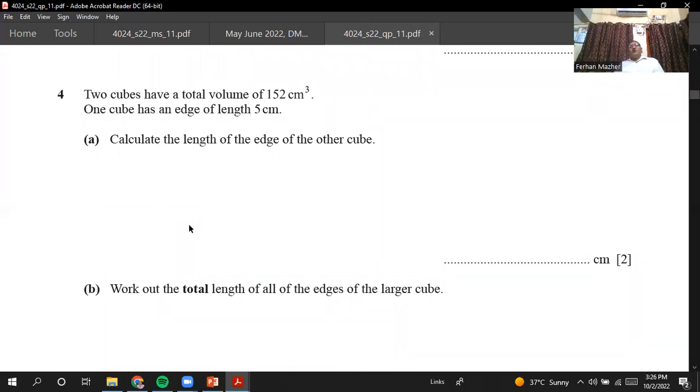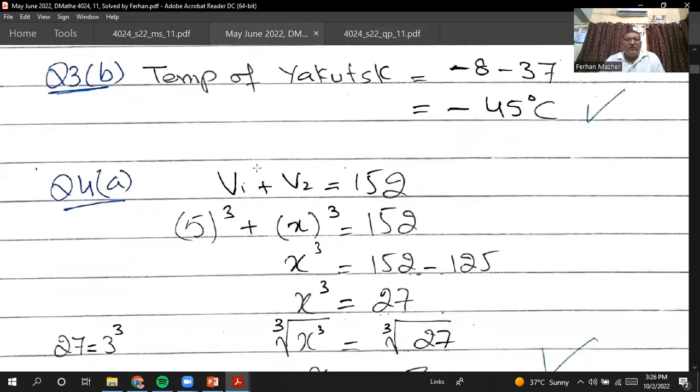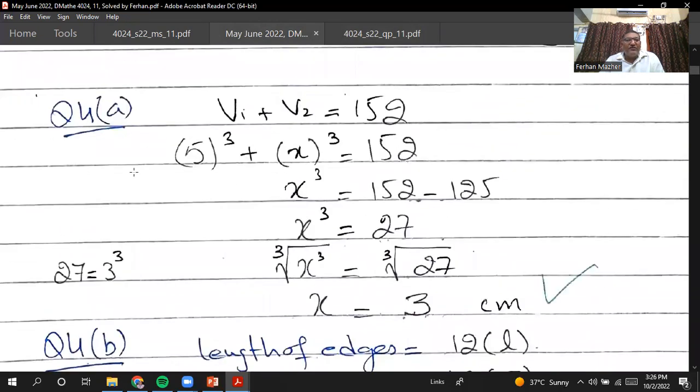Next question. He says two cubes have a total volume of 152 centimeter cubed. One cube has an edge of length 5 centimeter. Calculate the length of the edge of the other cube. So there are two cubes, the total volume of them is 152, and one cube has a side of 5 centimeter.